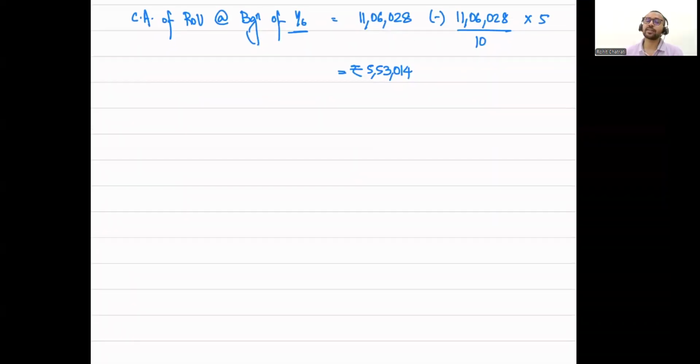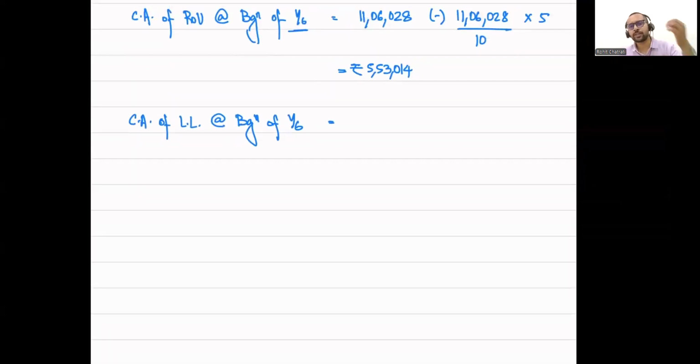I then have to calculate the carrying amount of the lease liability at the beginning of year 6. To calculate the amount of lease liability at the beginning of year 6, I need to draw the lease liability schedule where I calculate interest for every year and I deduct payments for each year. All right, so let me plot the lease liability schedule. The lease liability schedule will have the usual columns that we always have, which is years. We have the opening balance.